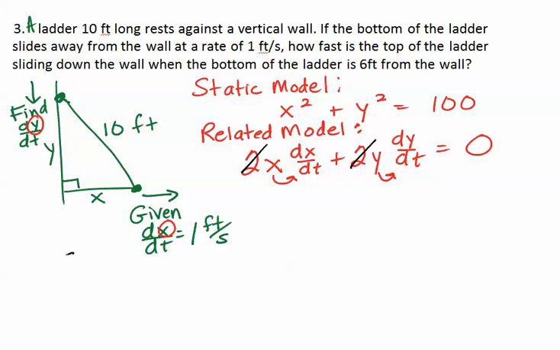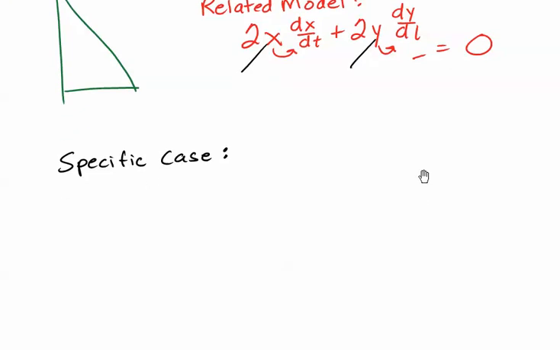And when you have a geometric relationship, stop for a minute and analyze your specific case. For our sphere a minute ago, it was just the radius. But here we might want to think a little bit more. The specific case we're interested in is how fast is the top of the ladder moving when the bottom of the ladder is 6 feet from the wall. So let's redraw our triangle.